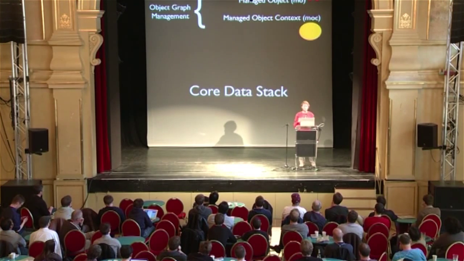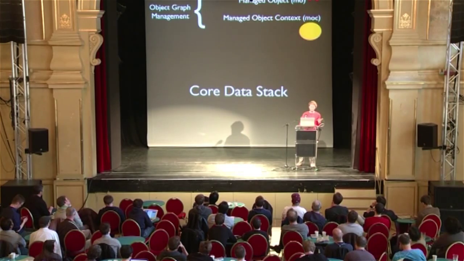So in this top part, there are these managed objects, which are the red dots, and there are the contexts. Usually we'll only have one context, but in a context you will have multiple objects, and that is where all the fun in core data happens.